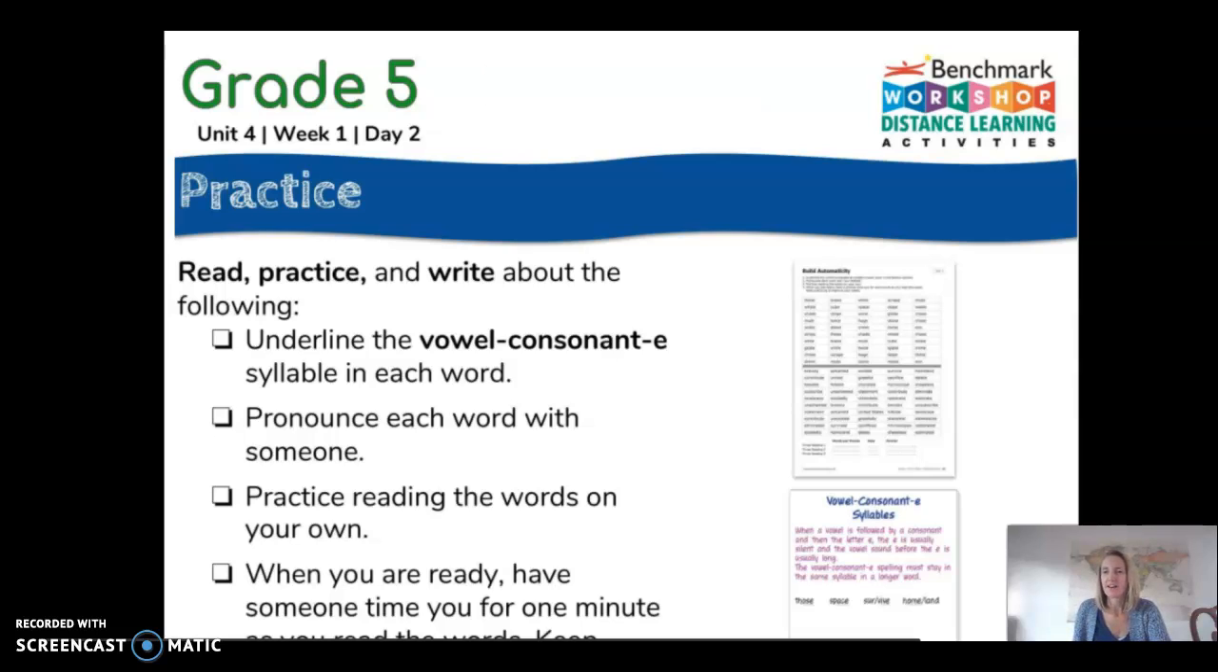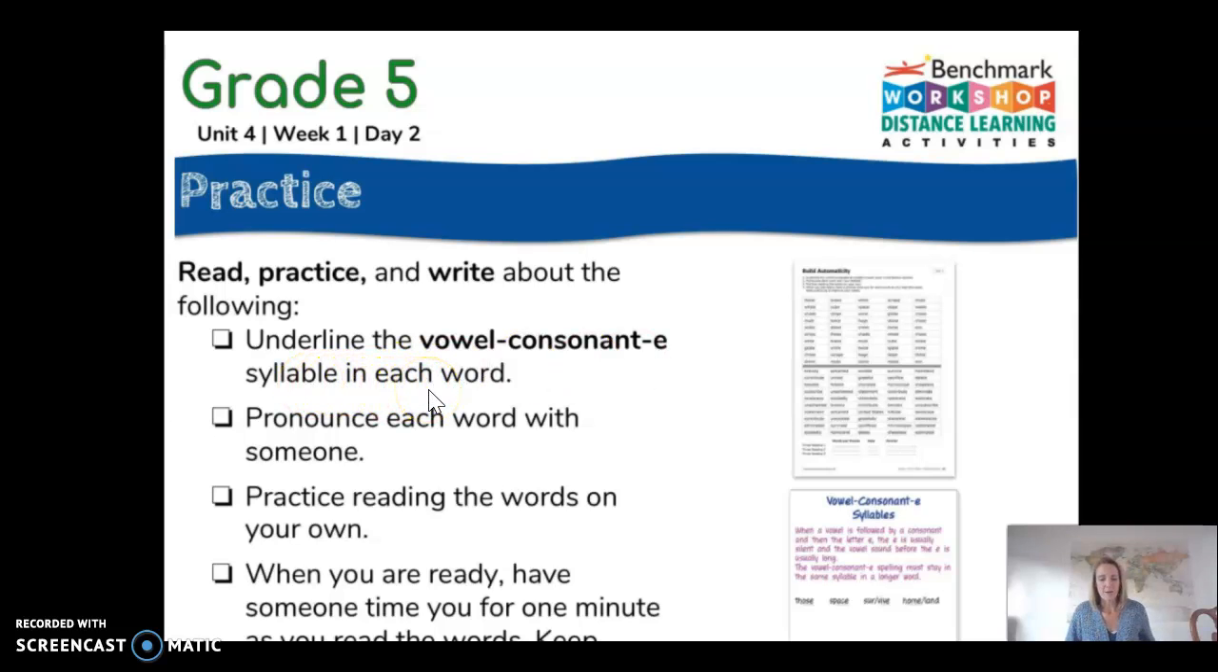We're going to be working on our automaticity. Remember, we're working on the speed of our reading and our writing. One of the tools that we have on our tool belt is understanding how words are written in the English language. So far this year, we covered closed syllables, open syllables, R-controlled vowels. And today we're going to add on the vowel consonant E syllable in each word.